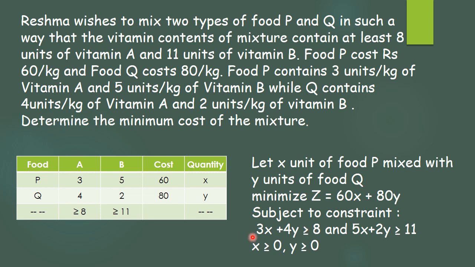Now after this we have to find out the feasible region. To get the feasible region, we have to plot the graph, and to plot the graph we have to make these equations. So we'll write 3x plus 4y is equal to 8 as one equation. Another is 5x plus 2y is equal to 11. And we'll take different values of x and y and we will plot the graph.